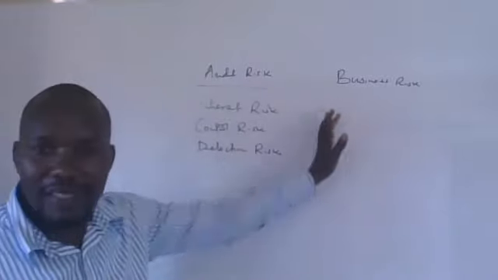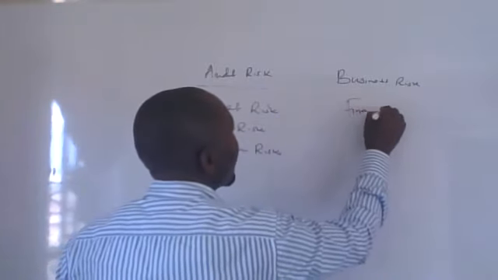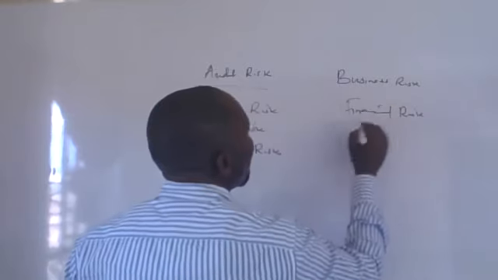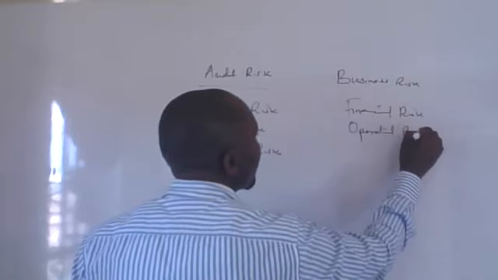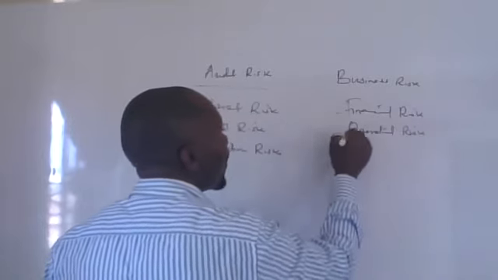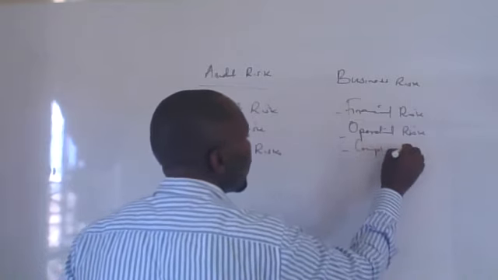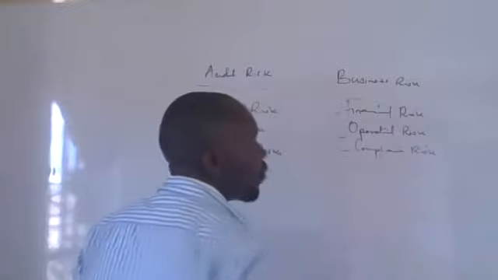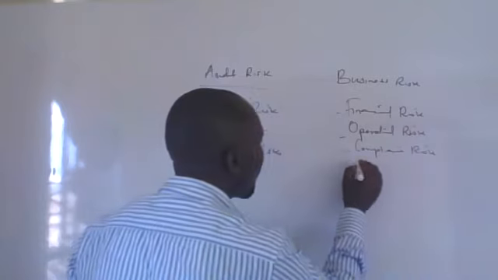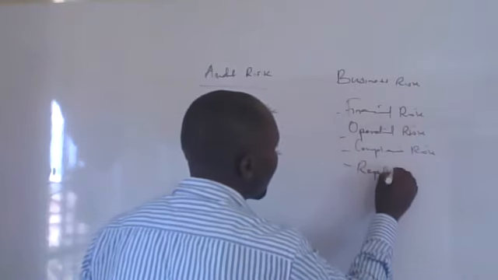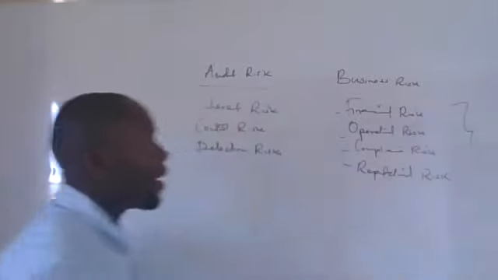Then now we have business risk. This is the normal one that you know. We have financial loss or financial risk. We have operational risk. We have something like maybe compliance risk. Which else do you think we have? Reputational. We have reputational risk. These ones affect the business, so don't mix them up.